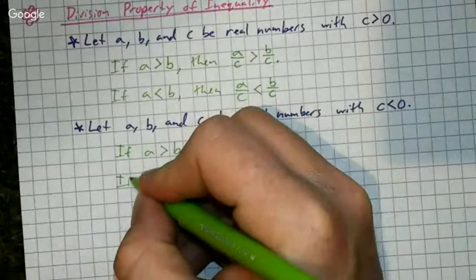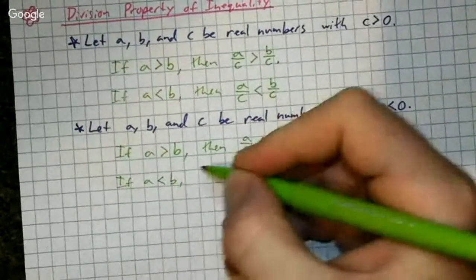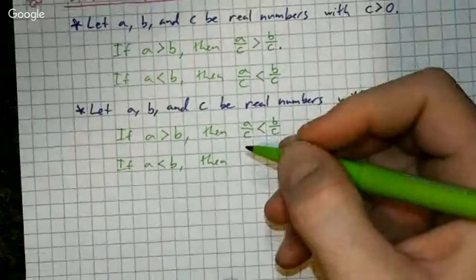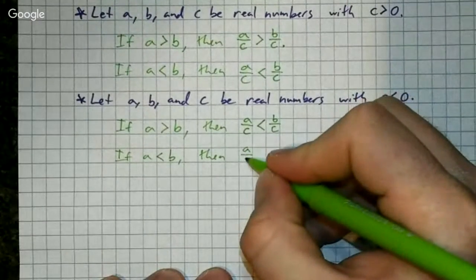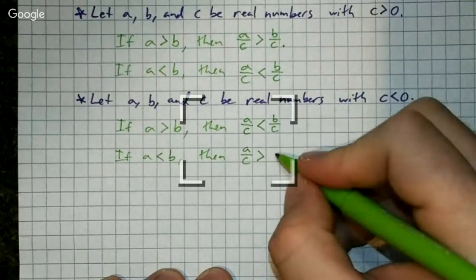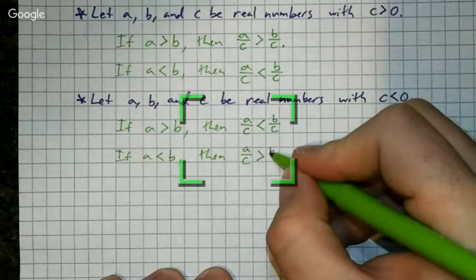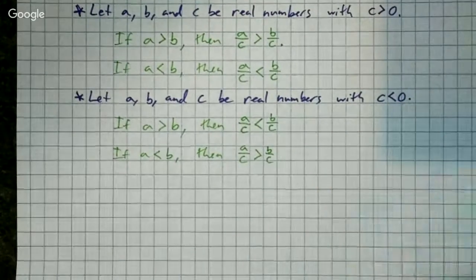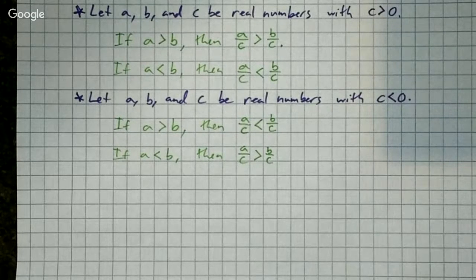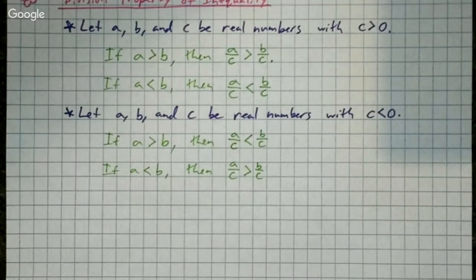And then if A is less than B, then A divided by C, we're going to flip the sign, is greater than B divided by C. So there we go. That again is our rule. And again, we're going to go ahead and have 2 examples. I'm going to move to a different page. Keep that handy though, because that will tell us what we're doing.